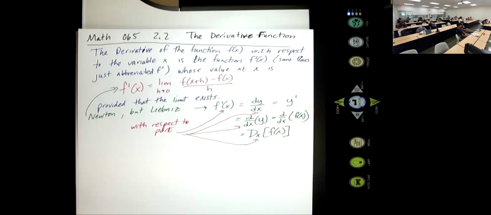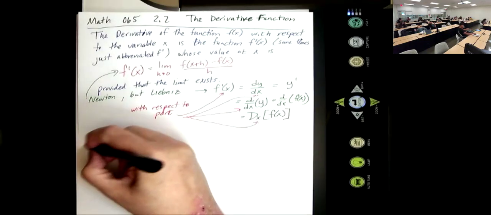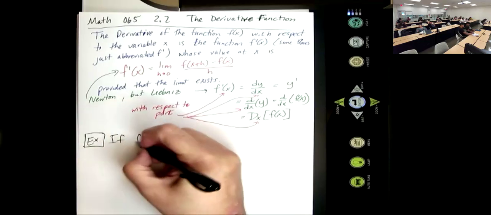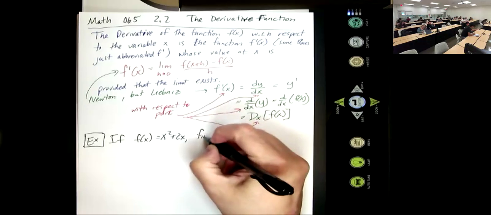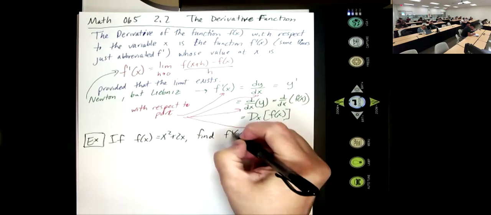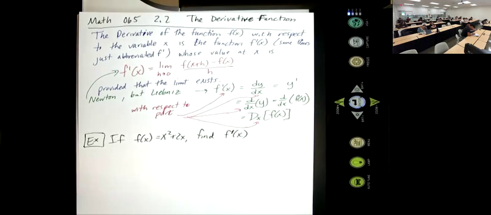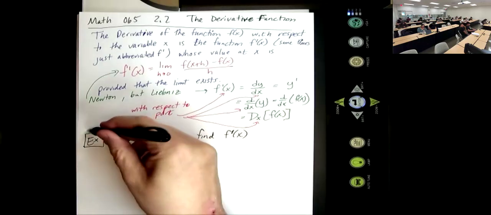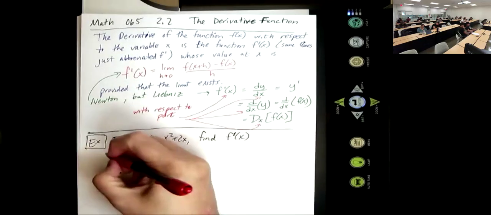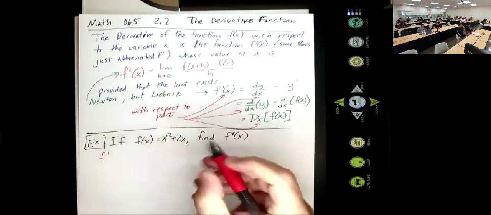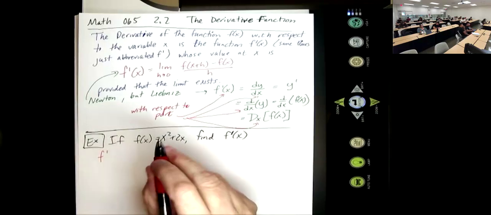Let's do an example. If f of x equals x squared plus 2x, find f prime of x. We're going back to that definition for a little bit. I think in 2.3 we'll start introducing shorter forms of this.